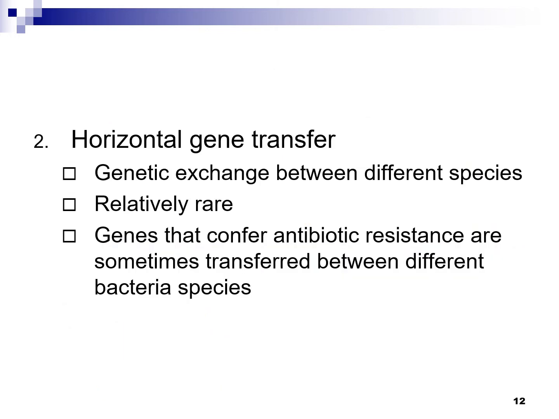The second type of evolution is called horizontal gene transfer. This is genetic exchange between different species. This is relatively rare and it only happens in prokaryotes.